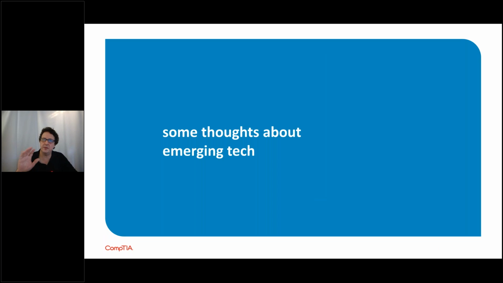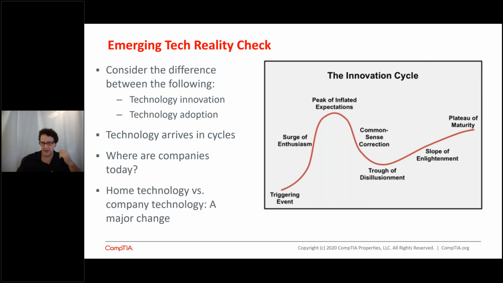So some thoughts real quick about emerging tech. Emerging tech, folks, usually it's like, well, in the next 3 to 5 years, X, Y, Z will happen. That's fine.